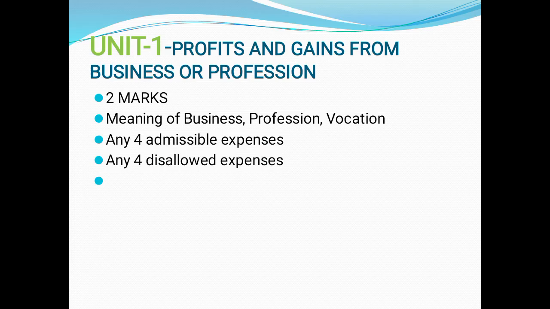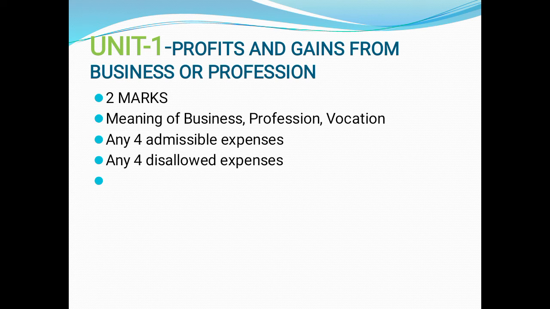First unit is purely about profits and gains of business and profession. This is the most important chapter, and in this chapter you will get questions for 2 marks, 6 marks and even 14 marks. Here for 14 marks you will get 2 questions, that is calculation of profits and gains from business and profits and gains from profession separately. So you will get a 14 marks compulsory question. Later I will tell you the first one.